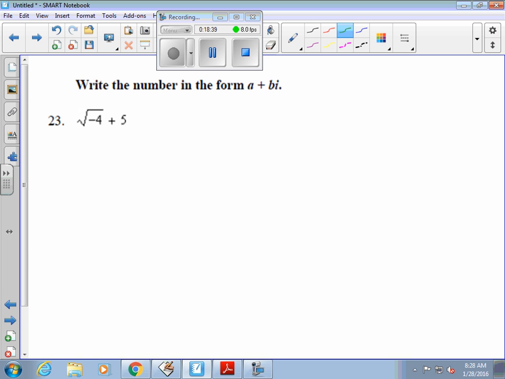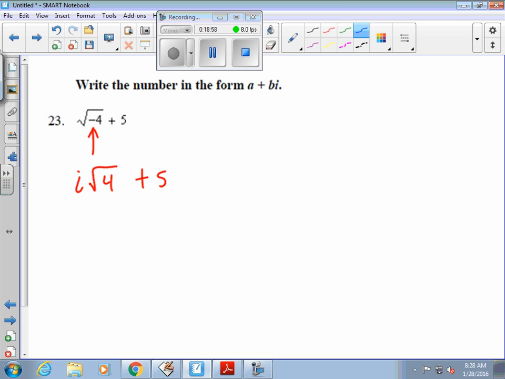23 tells you to write the number in the form a plus bi. There is no number that when you multiply it by itself gives you a negative 4. There's no real number, I should say. So we learned in order to make this mathematically where we can actually solve it, we have to take this and pull that negative out by multiplying it by i. So we still have plus 5 there.